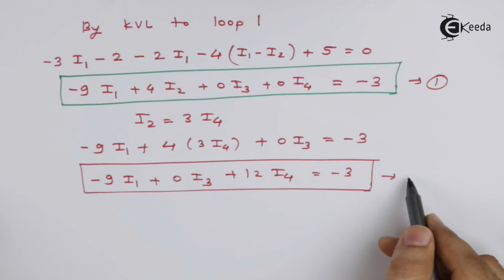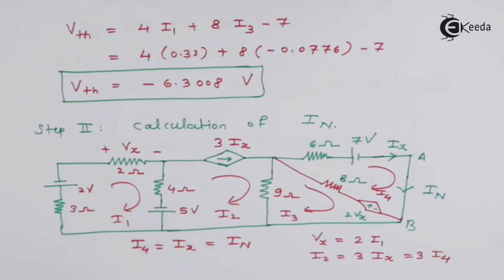I will call this equation number 2. Now we are done with loop 1 because we are not writing the value of I2, since we know that I2 is 3 times I4. There is no need to apply KVL to this loop because whenever we get I2, we will convert it to I4. So now directly we will apply KVL to loop number 3.